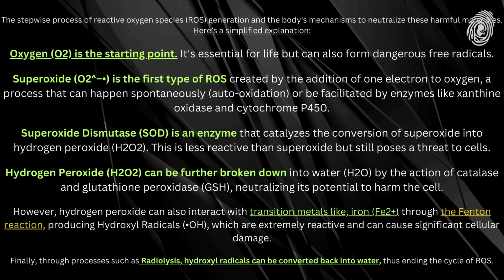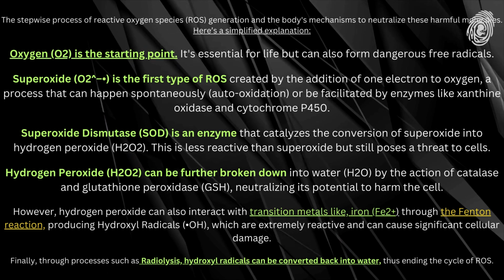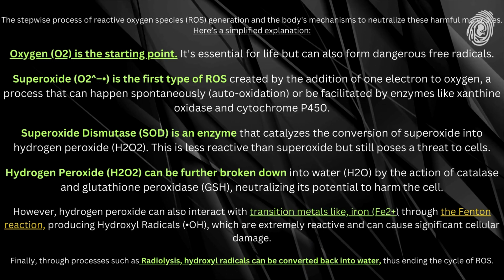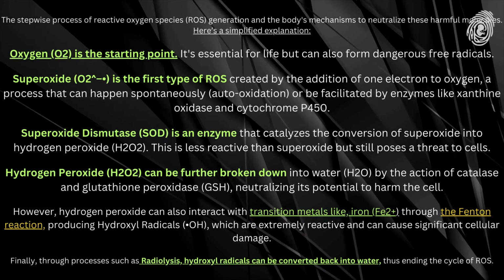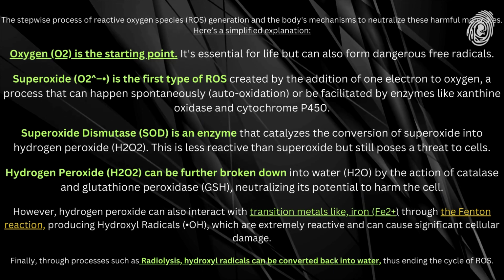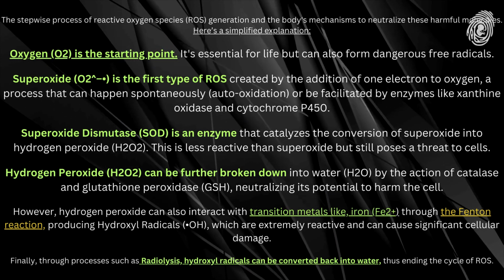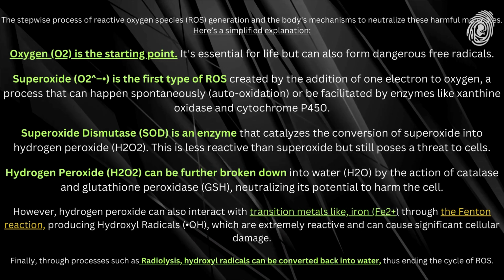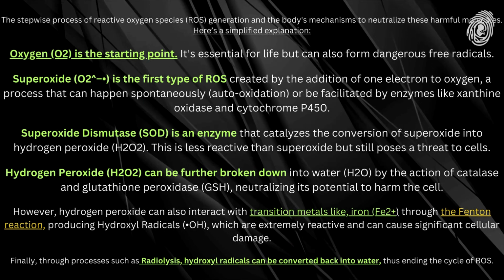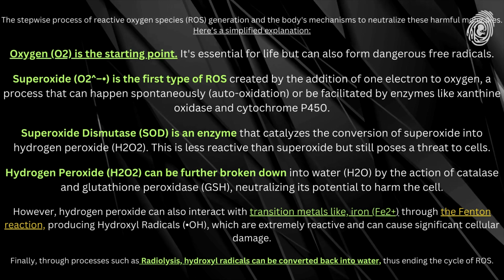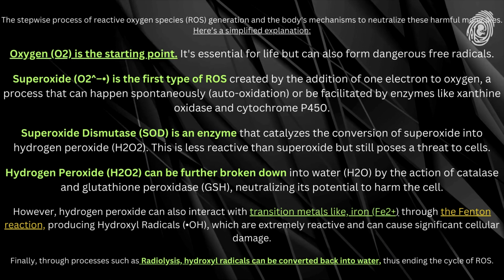However, hydrogen peroxide can also interact with transition metals like iron, Fe2+, through the Fenton reaction, producing hydroxyl radicals, •OH, which are extremely reactive and can cause significant cellular damage. Finally, through processes such as radiolysis, hydroxyl radicals can be converted back into water, thus ending the cycle of ROS.